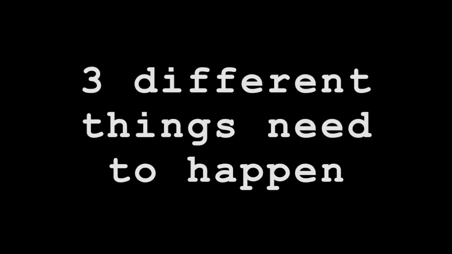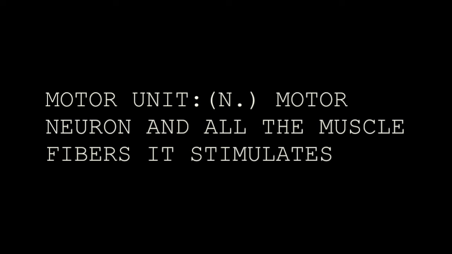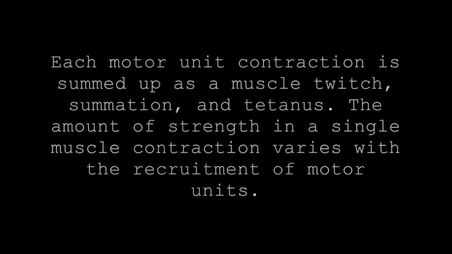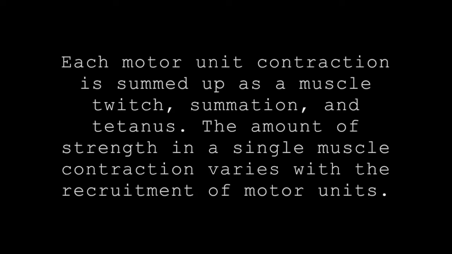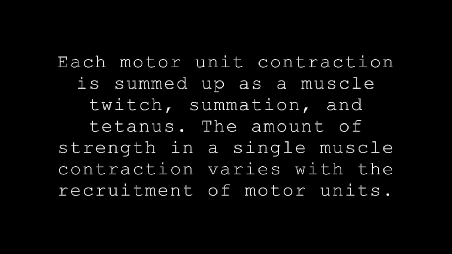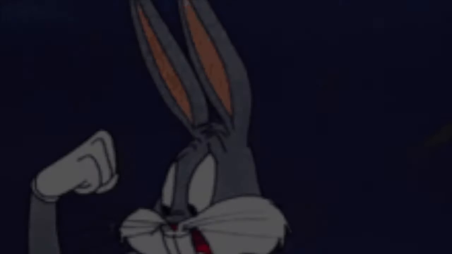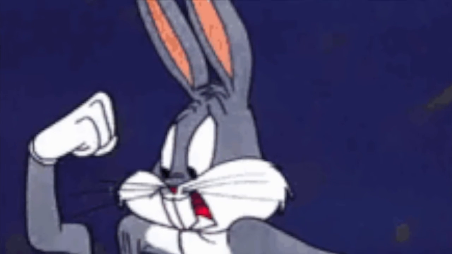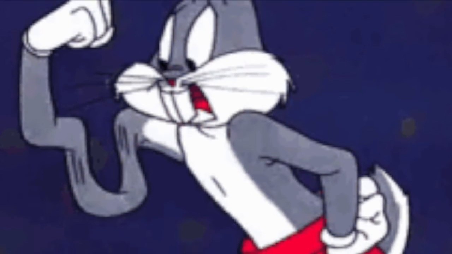There are 3 different things that have to happen in whole muscle contraction. The first includes the motor units inside of the muscles. A motor unit is a motor neuron and all the muscle fibers it stimulates. Each motor unit contraction is summed up as a muscle twitch, summation, and tetanus. The amount of strength in a single muscle contraction varies with recruitment of motor units. An example of many muscle motor units that contract in turns to maintain a constant slight tension is the muscle tone.